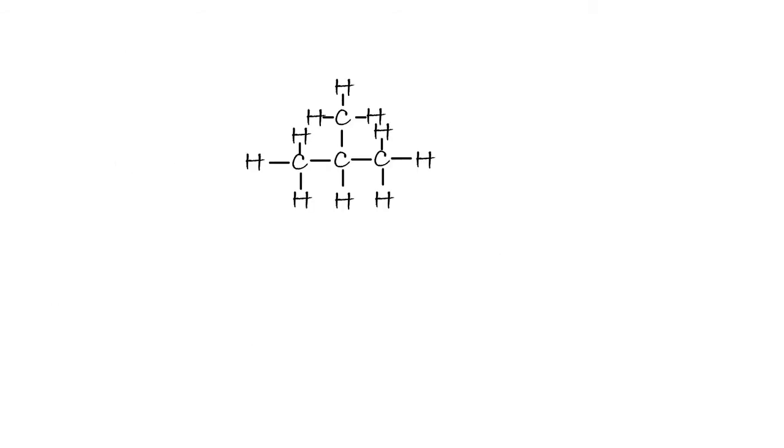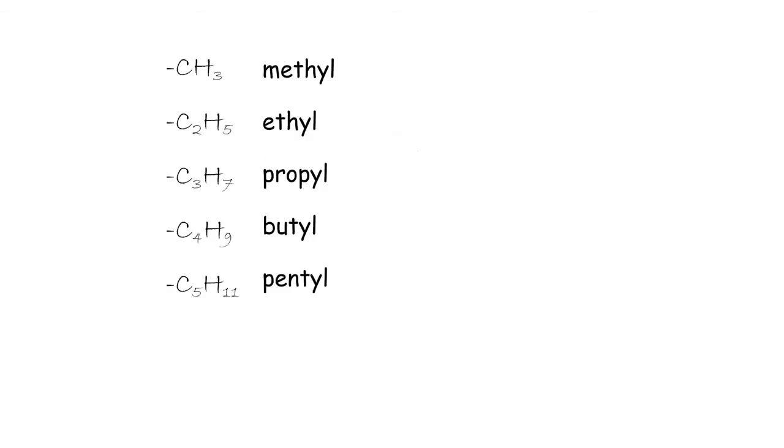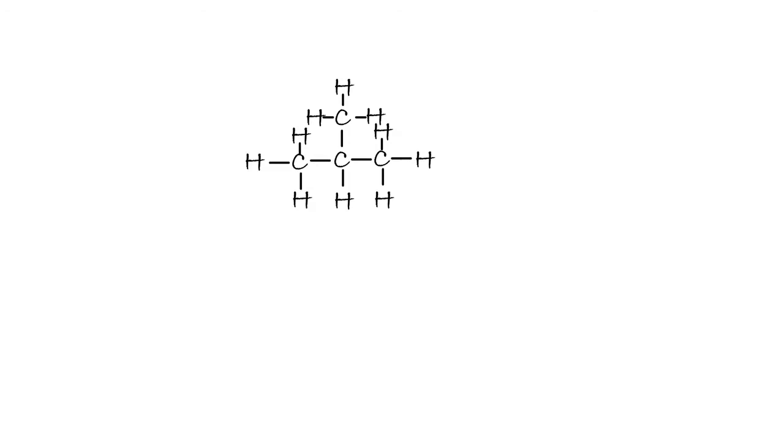The other type of structural isomerism is branching. This molecule is a structural isomer of butane. We can see that because it has 4 carbon atoms and 10 hydrogen atoms. The branches are called alkyl groups. They have the same molecular formula as alkanes, except for there is one less hydrogen atom. When naming branched molecules, we name the longest chain first and then add the alkyl groups as a prefix.